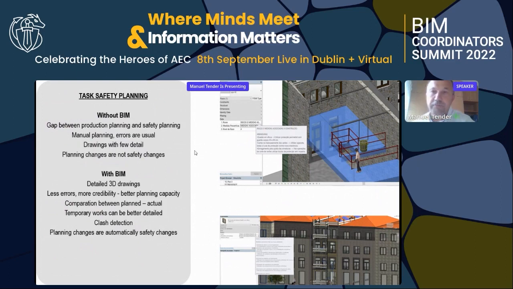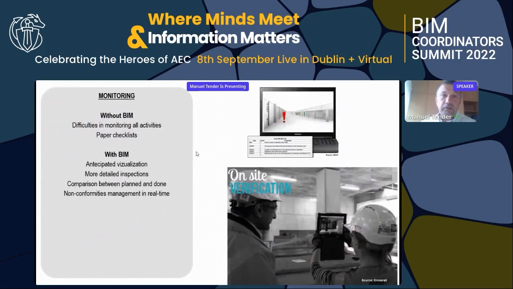So it's easier for me to understand the consequences of a planning change. About monitoring tasks, it's a paper-based activity, and if we use a 3D model, with tablets and other kinds of devices on construction sites, I can get more detailed inspections and anticipated visualization, and it's usual, for example, to do non-conformities management in real time.